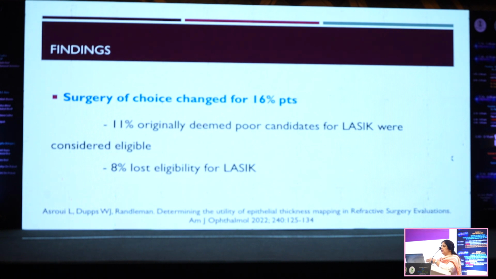So 11% patients originally deemed poor candidates for LASIK were considered eligible. So these would be situations where you have a steep keratometry and one thought that one would want to go ahead with the PRK because that has lesser chance of ectasia. But after studying the epithelial pattern, it was determined that these were all right for undergoing a flap-based procedure, whereas 8% patients lost eligibility for LASIK and it was decided that they may be suitable for a surface ablation.